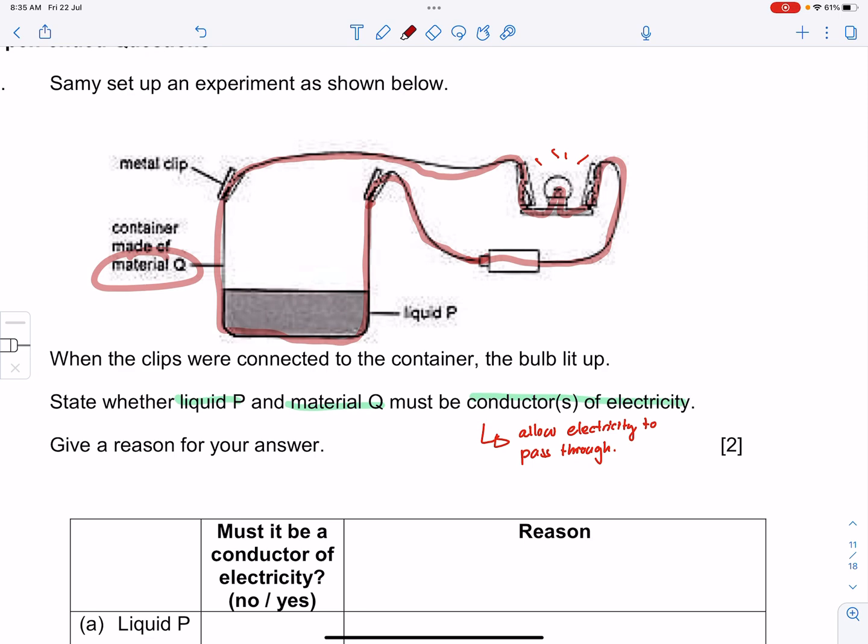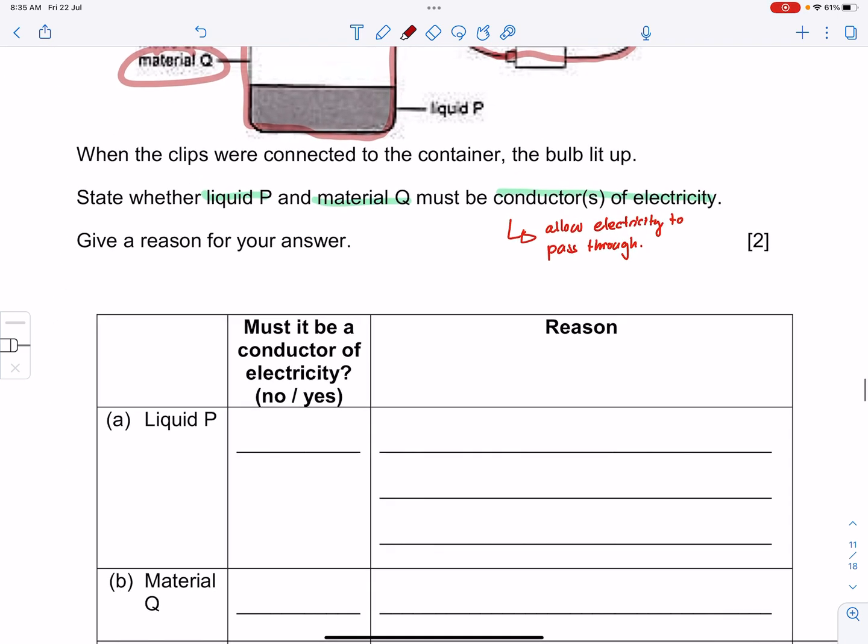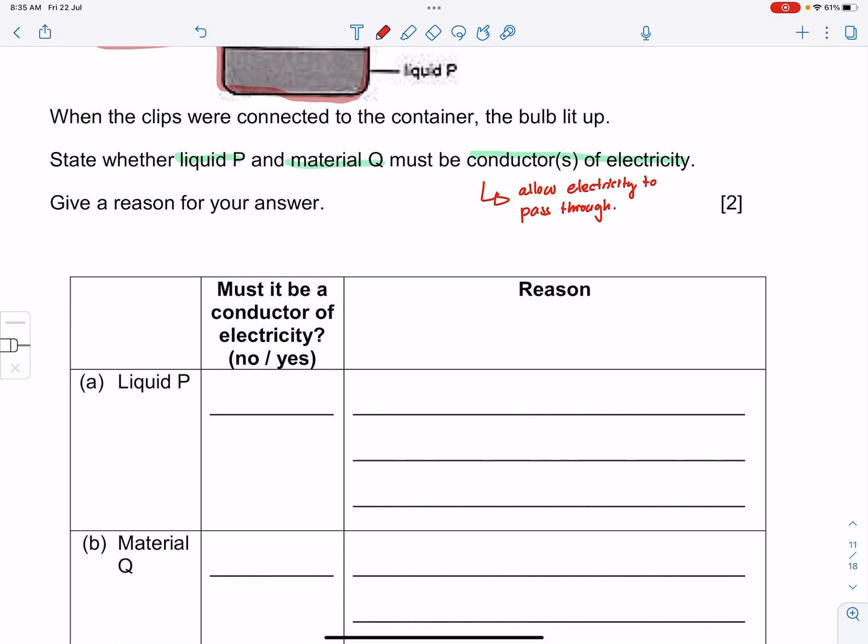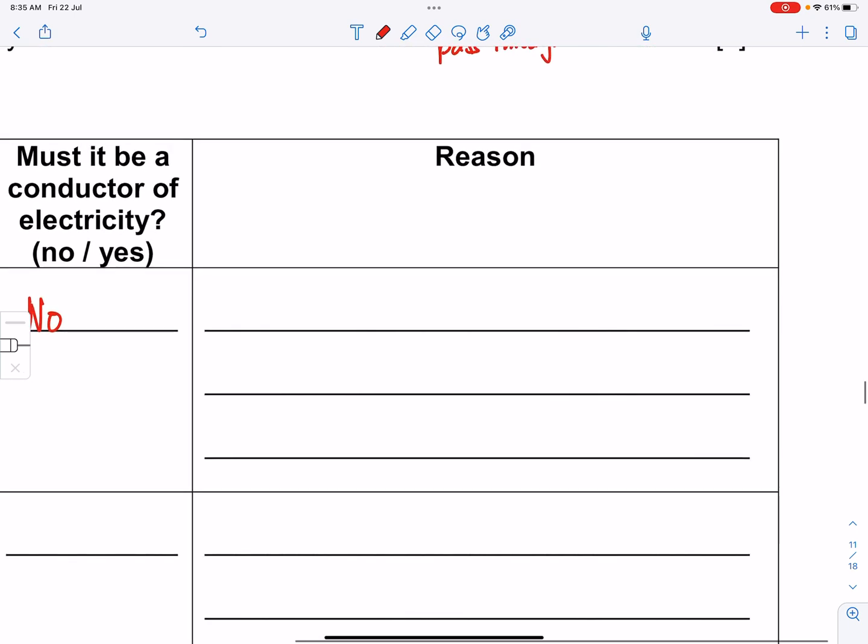Alright, so what is it that you need to tell me? You need to tell me that the answer is no, and you have to tell me why. So in your answer, you should state that the metal clips are clipped to the container, or in direct contact with the container. So because of that, you don't need the P to be a conductor. You just need Q.